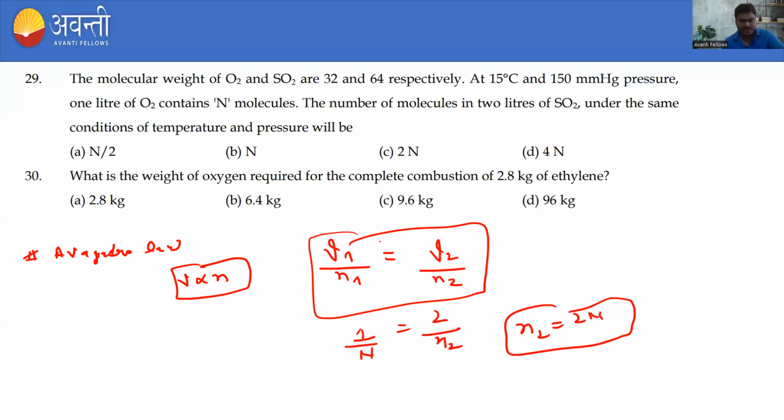So which formula is correct? That is C. Okay? Chalo. So in question number 30, what they ask basically is: what is the weight of oxygen required for the complete combustion of 2.8 gram of ethylene?